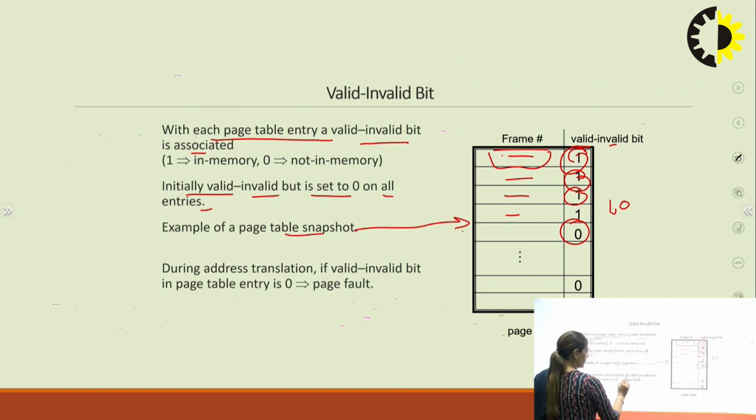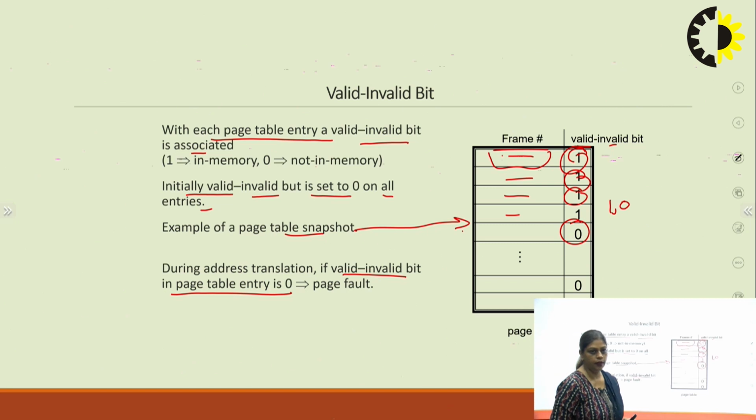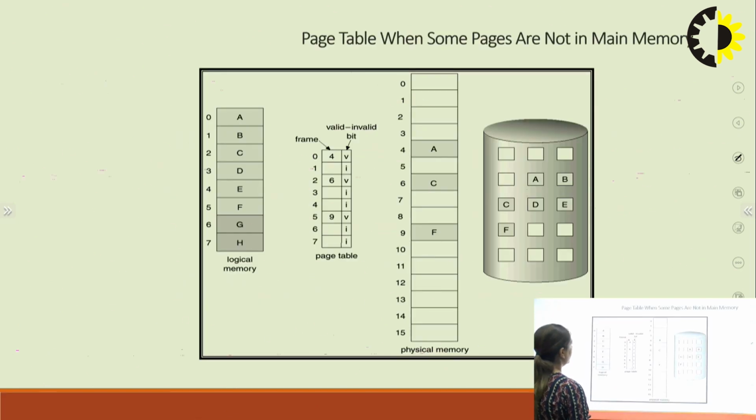During address translation, if the valid invalid bit in the page table entry is 0, that means it's a page fault. What is the page fault? Page fault means the page desired is not there in the memory and we have to bring it from the backing store. Right? That is the page fault. Now see, when pages are not in the main memory.